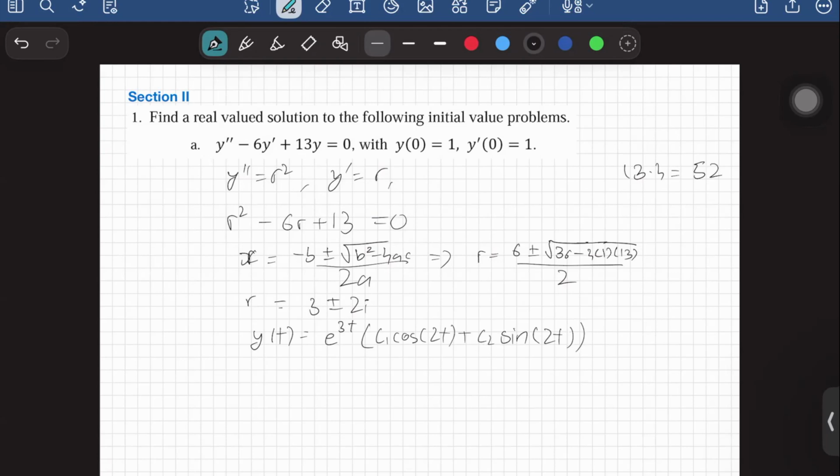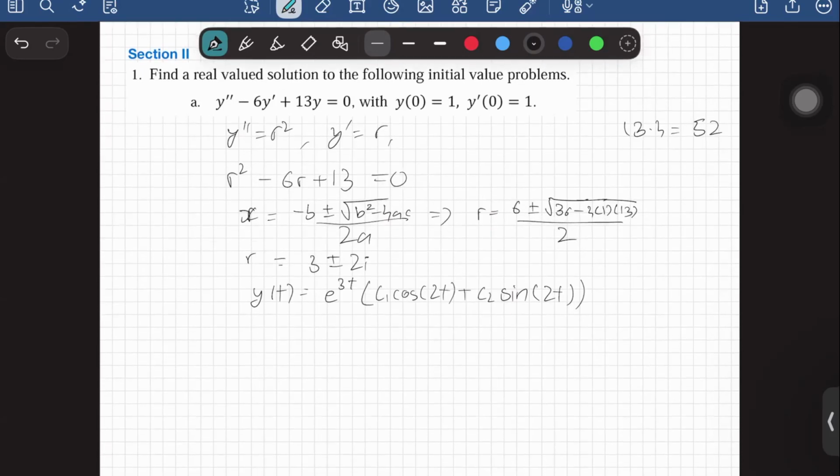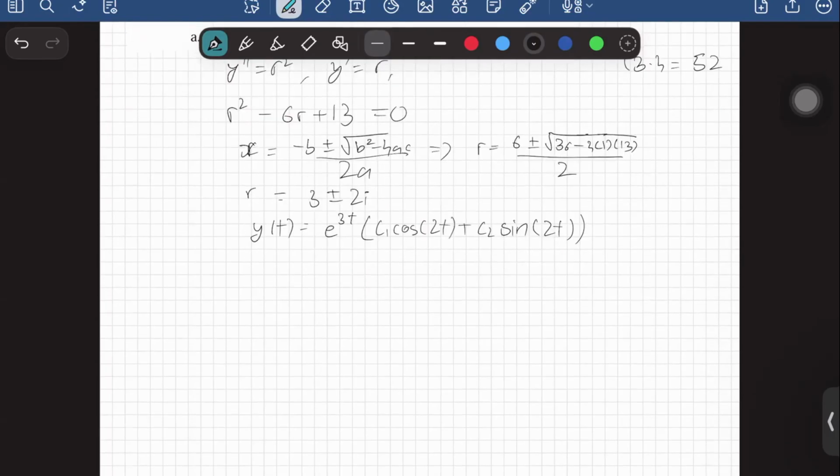Okay, so we have written the general real solution when we found the roots, and now what we're going to do is apply the initial conditions given to us. The initial condition given to us is y of 0 is 1, right? So we'll just plug this in.